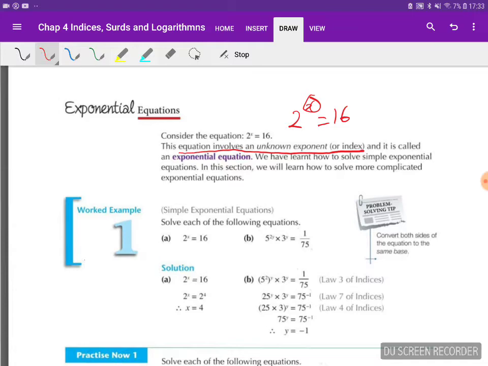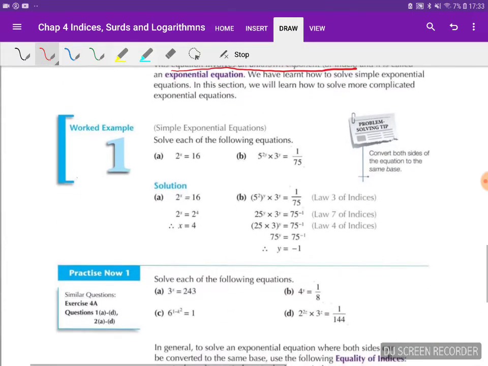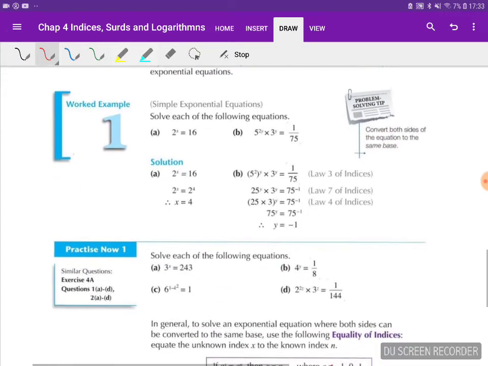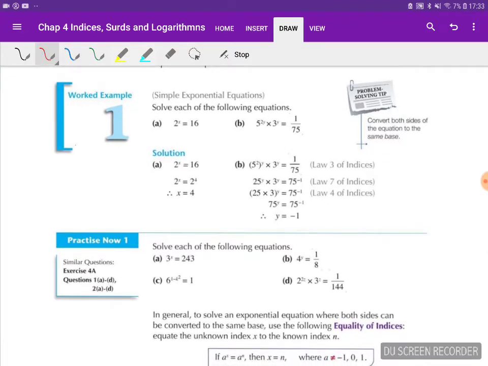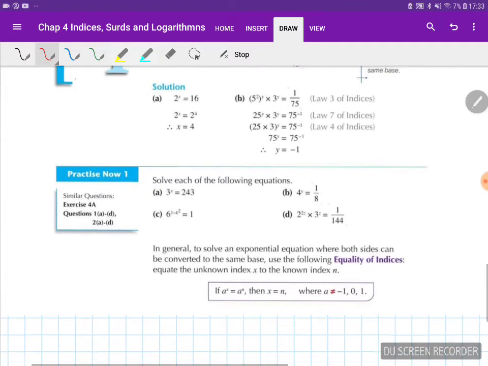Now in A-Math we'll be going deeper into solving exponential equations. The idea of solving an exponential equation is pretty straightforward. If you were to solve an exponential equation, you need to make sure that the left hand side and the right hand side have the same base. When the base is the same, it means that the exponent or the index is the same. So now let's look at Practice Now 1.